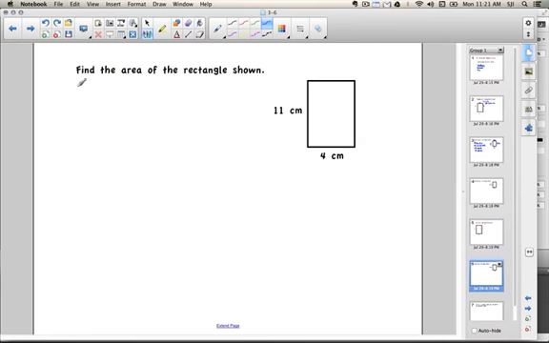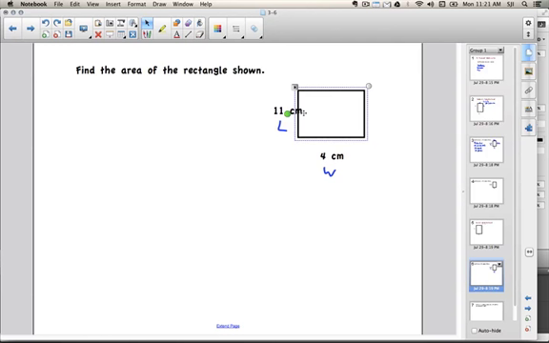So here's our first example. We're going to find the area of the rectangle shown. And we know that the width right here is 4 centimeters, and we know the length is 11 centimeters. Now, the rectangle could be turned in space like this.